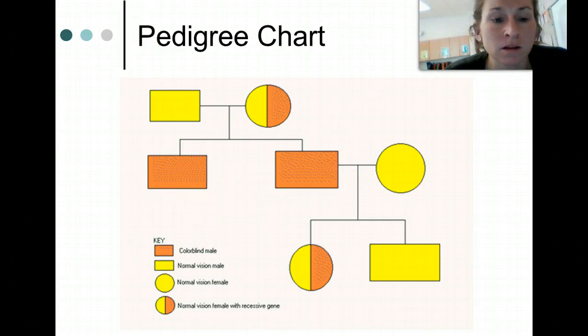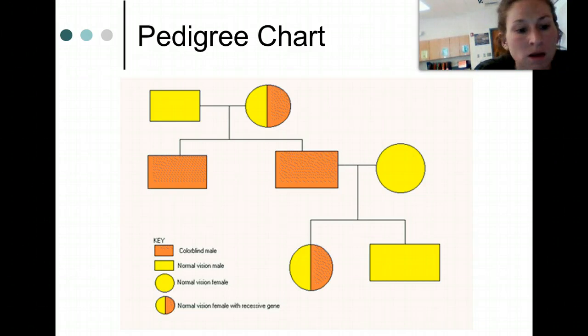That is because of something called sex-linked inheritance that we're going to talk about shortly. The X chromosome carries that allele for color blindness, and males only have one X, so whatever they have on the X is what they're going to have, because their other sex chromosome is a Y. Again, we'll get more into that in a second. But this is a very simple pedigree chart.